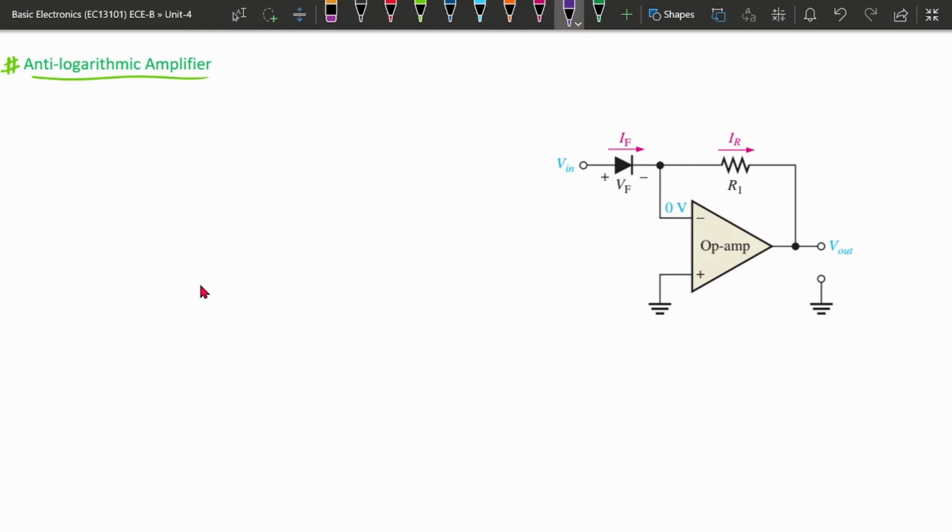So this is how the anti-log is there. Anti-log tells us that whatever we take the log of, if it is written as e to the power, we are representing it in a linear type of relation. But in anti-log it is just the opposite of the logarithmic amplifier. That's why we just swap the diode and resistor positions, and the circuit of antilog we can implement. Here also we will use the virtual ground concept.